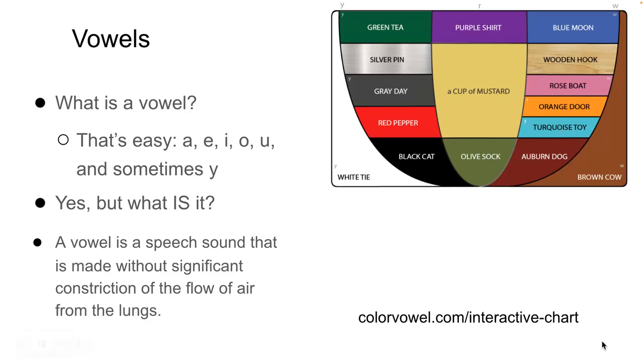One of the fun things to look at is colorvowel.com. It has an interactive chart where you can look at some of these vowel sounds, and they've color coded them, like blue, moon, and it shows you the position in your mouth where these sounds are made.